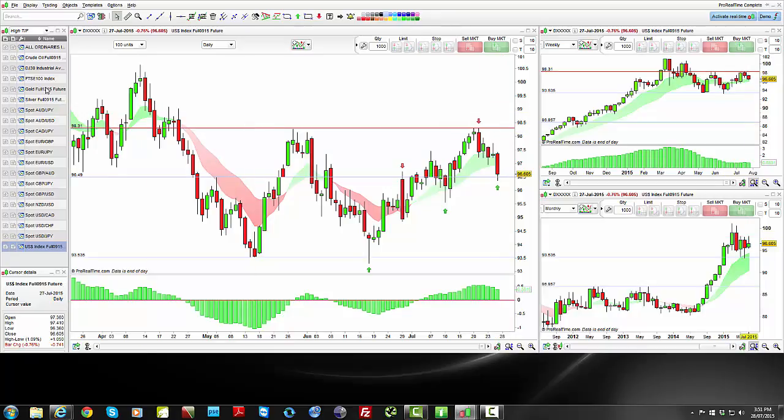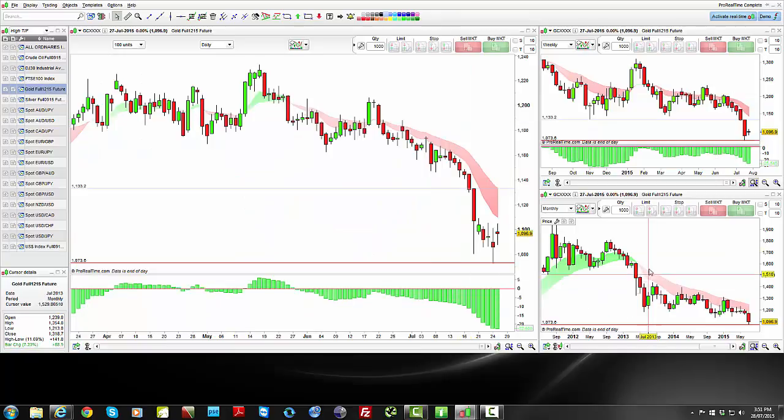Let's have a look at gold. As you can see on the monthly chart, we are in a confirmed downtrend. On the weekly chart, we are also in a confirmed downtrend, and we've also identified a level of potential resistance at this 1133.2 level, which on the weekly chart is quite a way away from the current price.